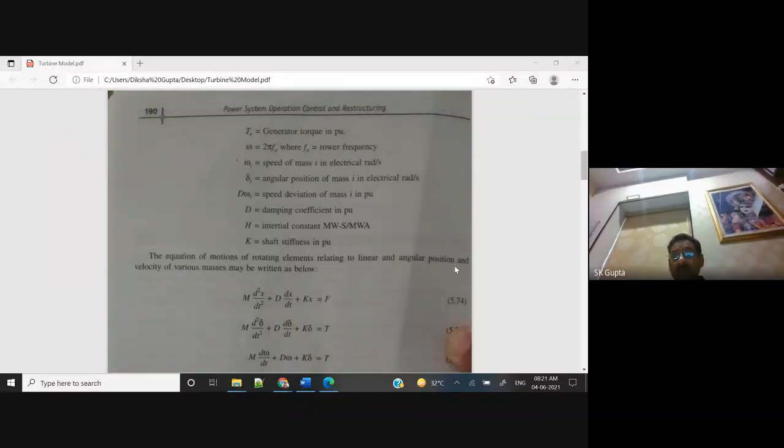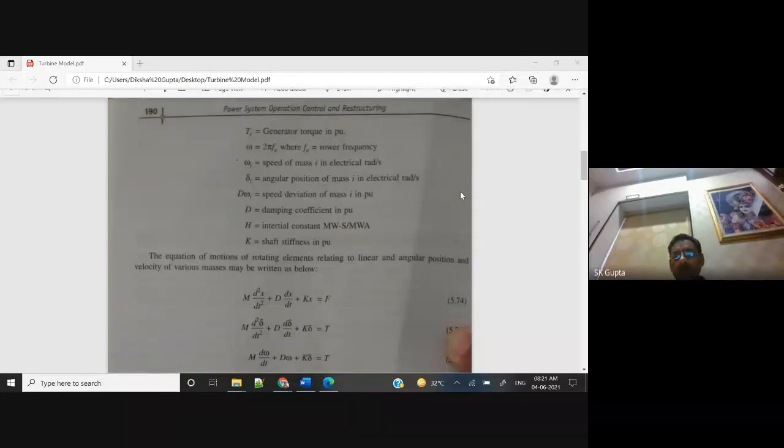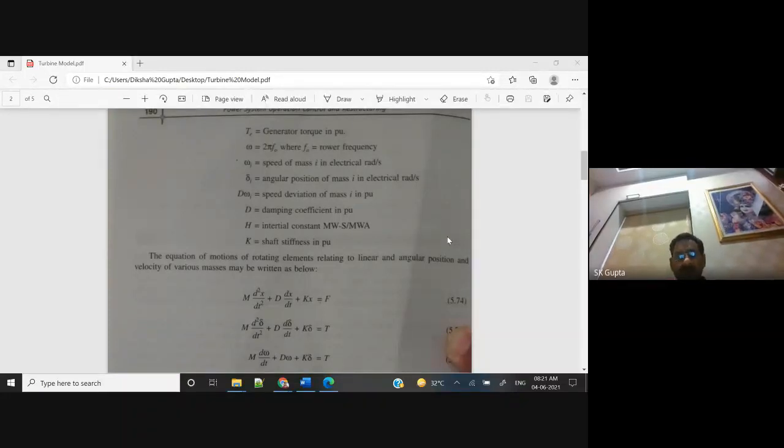But we are interested in these oscillations, and how much time it will take for them to damp out. That's why this is the net equation which we have to analyze for a spring mass system.